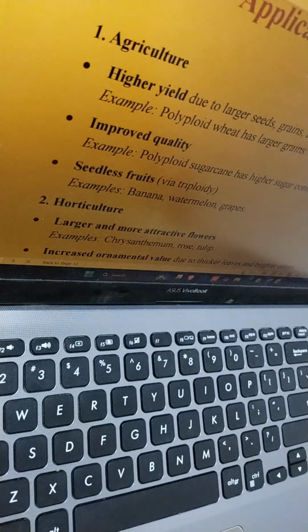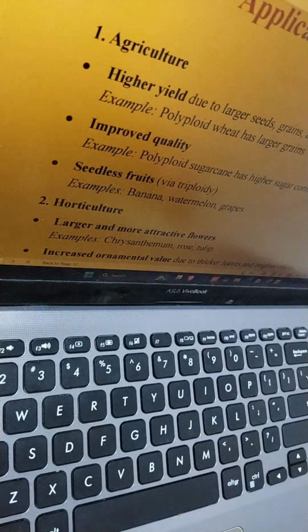Agriculture: high yield due to larger seeds, grains, and fruits. Polyploid wheat has larger grains. Improved quality: polyploid sugarcane has higher sugar content. Seedless fruit via triploidy, for example banana, watermelon, and grapes. Higher yield, increased quality, and seedless fruit.